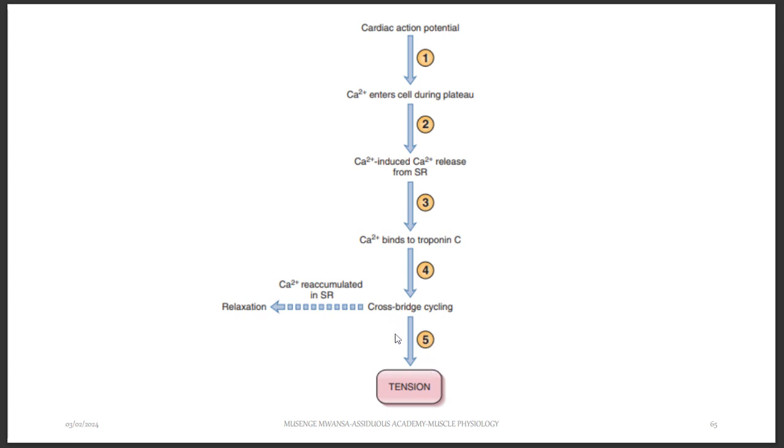If you have ATP, calcium can actually go back into the sarcoplasmic reticulum. The myosin will be able to move away from the actin. That will cause relaxation.